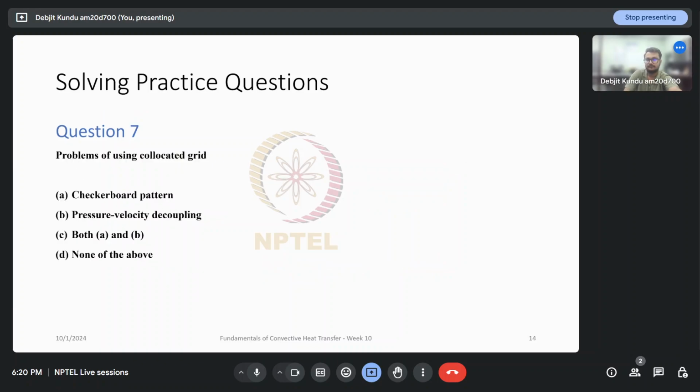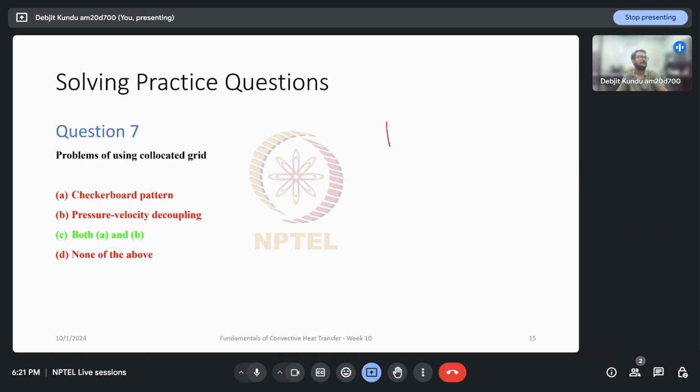Now moving on to question number 7, which is asking us about the problems of using a co-located grid. Is it option A, checkerboard pattern, option B, pressure velocity decoupling, is it option C, both A and B, or is it option D, none of the above? So let's take a look at the solution. It's actually option C, both A and B.